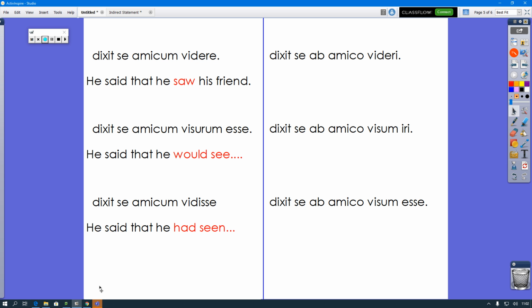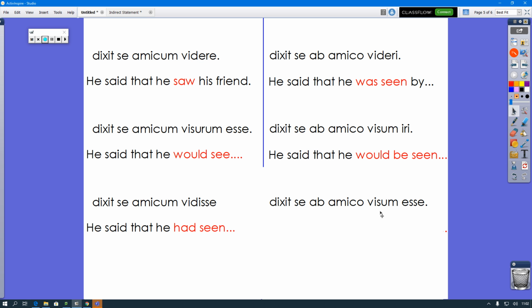Dixit se ab amico videri, well, now we've gone into the passive. So he said that he was seen by his friend. Visum iri, very, very uncommon use of the infinitive. He said that he would be seen by his friend. And finally, ab amico visum esse, he said that he had been seen. Notice for all of these that se, in this sentence I've translated it as he, because I'm assuming that whoever Dixit is masculine. He said that he.